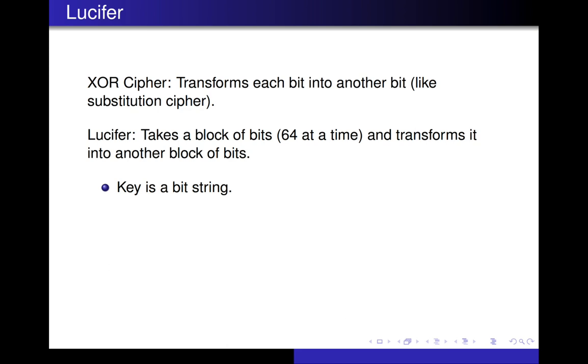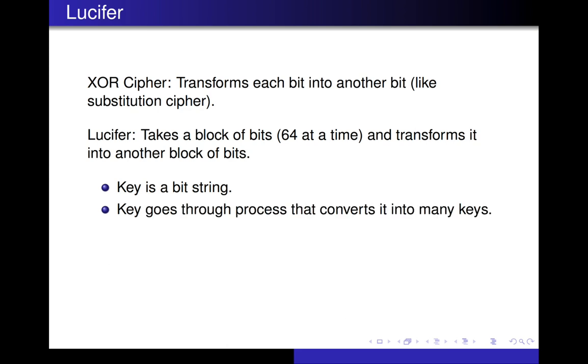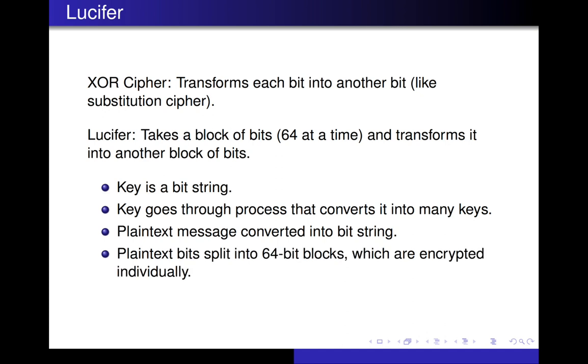So in this case, the key is a bit string. The key goes through a process that converts it into actually many keys. The plain text message is, of course, converted into a bit string, because this is a more computer-oriented cipher. Then the plain text bits are split into 64-bit blocks, just so we can actually use the Lucifer cipher, and these are encrypted individually. So when we have a 64-bit block, here's the basic process that we go through.